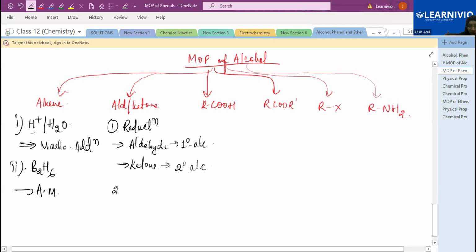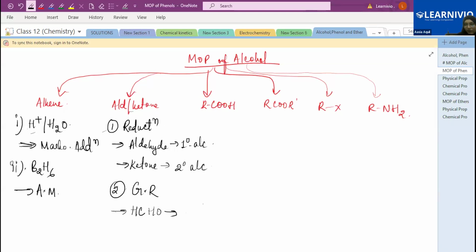That was the first reaction, the reduction of aldehyde or ketone. The second reaction of carbonyl compounds is with Grignard reagent. When you treat the Grignard reagent with formaldehyde, tell me, Muniba, which alcohol will be formed? What will be the degree of alcohol? Primary, secondary, or tertiary? Primary.